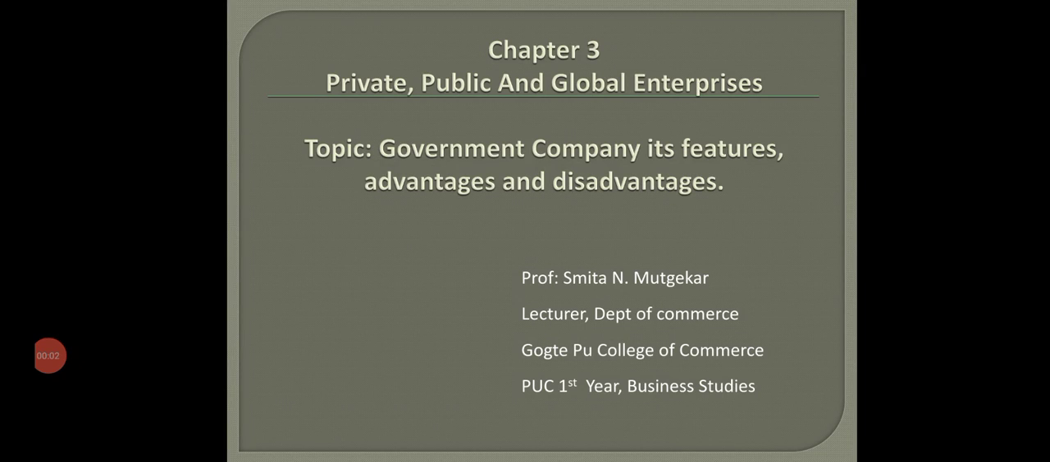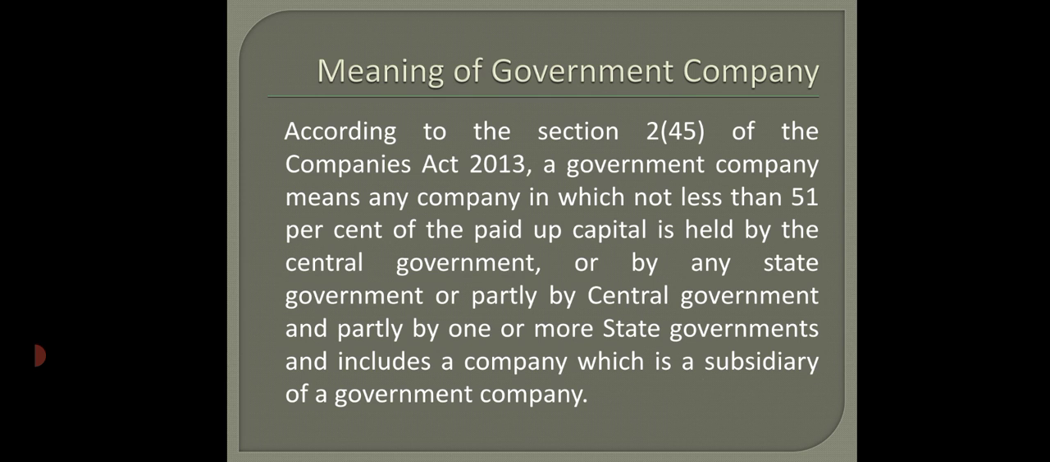Dear students, today we will see a topic from chapter 3. The name of the chapter is Private, Public and Global Enterprises. And the name of the topic is Government Company, its features, advantages and disadvantages. So we'll start with the meaning of government company.